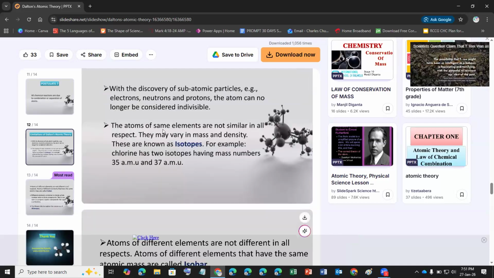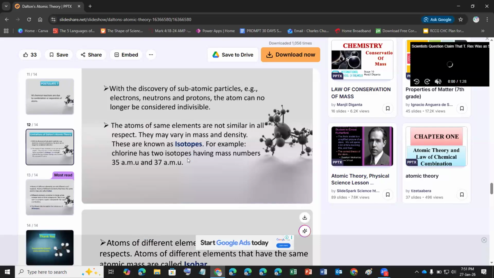Okay, I didn't even mention this one, but you can look at this one and consider it. Atoms of the same element are not exactly similar in all respects. They may vary in mass and density, but they have the same atomic number and different atomic masses. So they are called isotopes. For example, chlorine has 2 isotopes. You might not understand what isotopes are, but just know that they exist, for the purpose of our class.